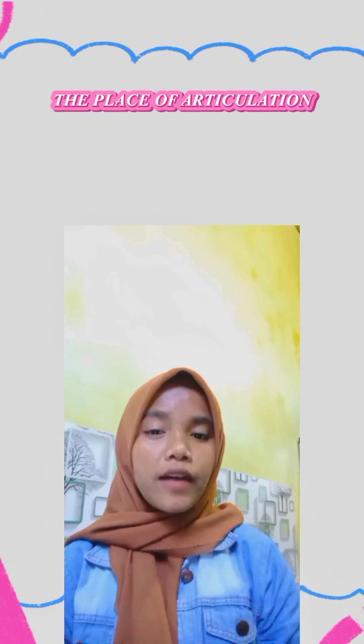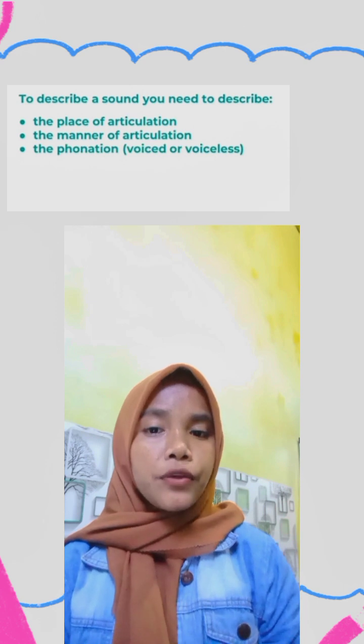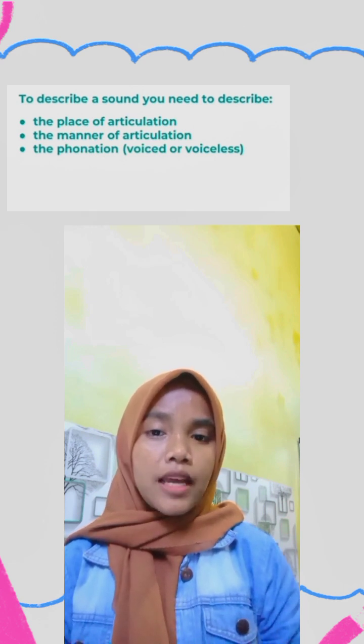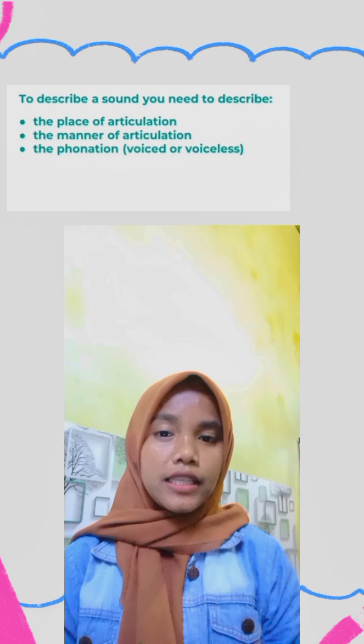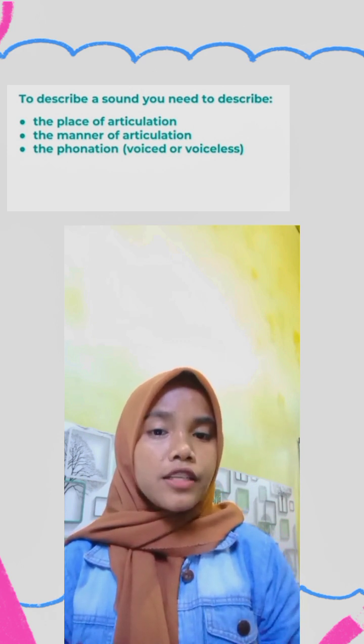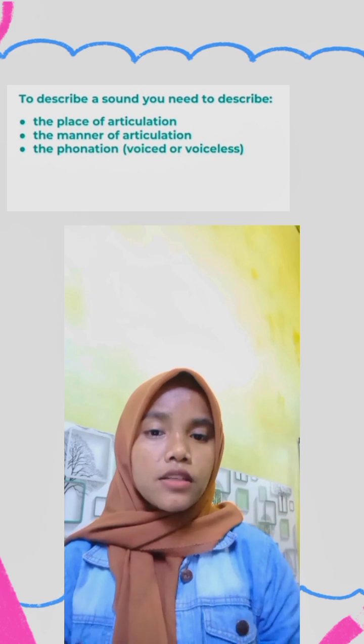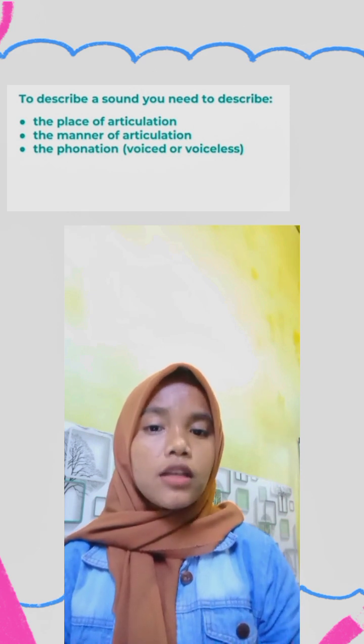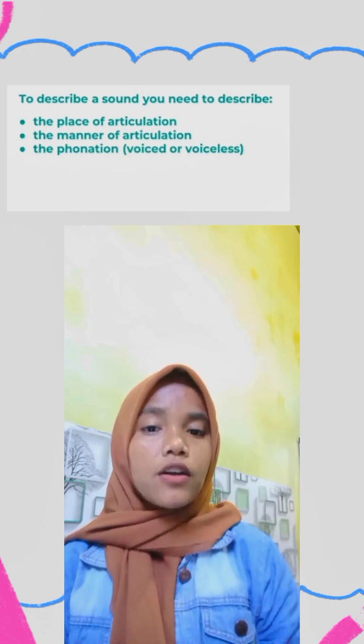Welcome. In this video we are going to have a look at the place of articulation. Now to describe a sound you need to describe the place of articulation, the manner of articulation, and also the phonation. So that means whether the sound is voiced or unvoiced.